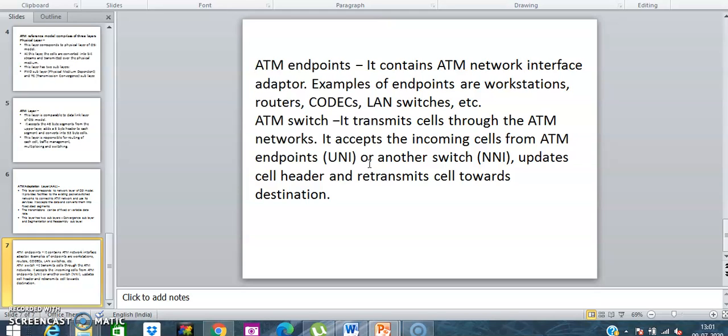Finally, the goals of the ATM adaptation layer, or simply AAL, are providing services to the application layer, making fixed-size cells at the source, segmentation and reassembly at the destination, timing and flow control, handling transmission errors, and last but not least, handling lost and misinserted cells. So the AAL handles all the transmission errors and lost and misinserted cells also.